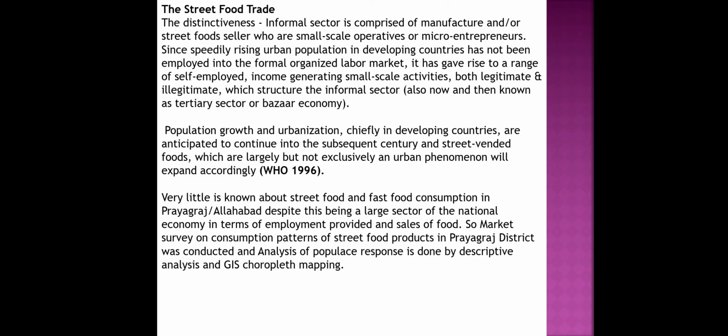Since the speedily rising urban population in developing countries has not been employed in the formal organized labor market, it has given rise to a range of self-employed, income-generating small-scale activity, both legitimate and illegitimate, which structure the informal sector, also now and then known as the tertiary sector or bazaar economy.